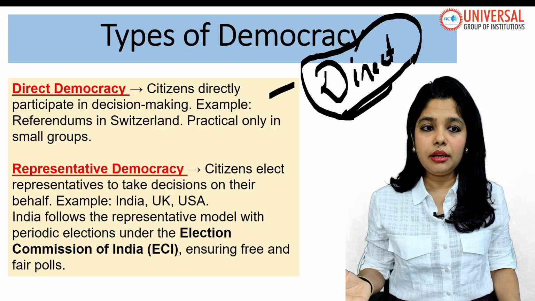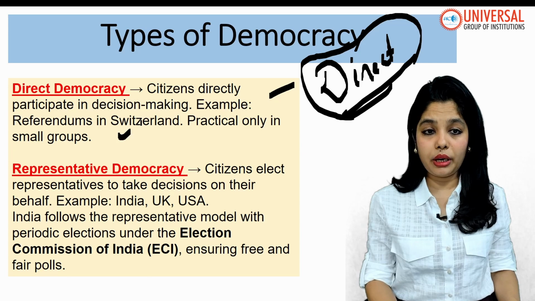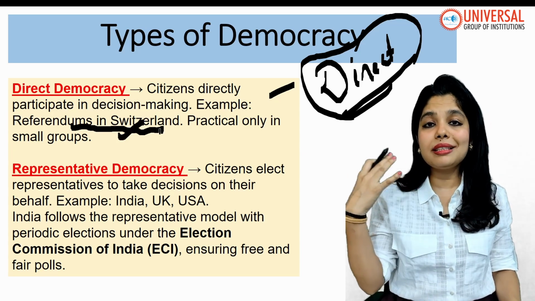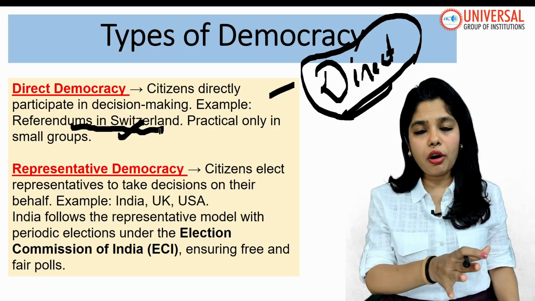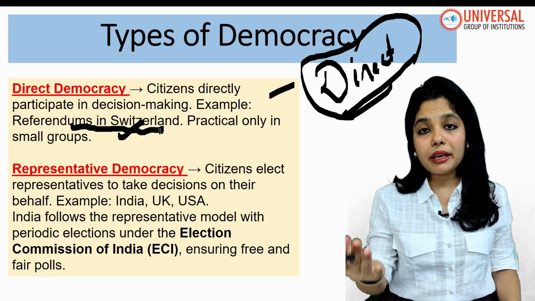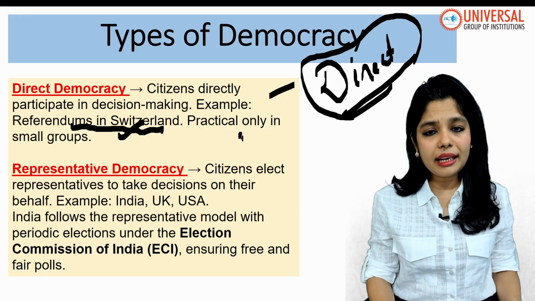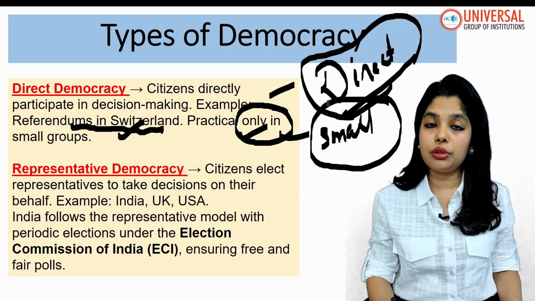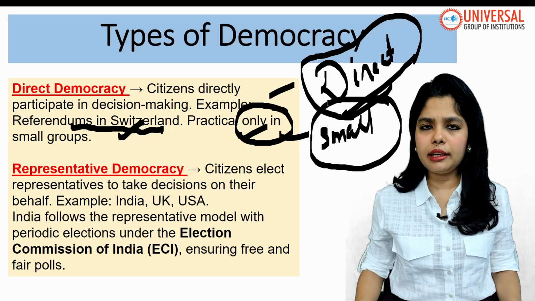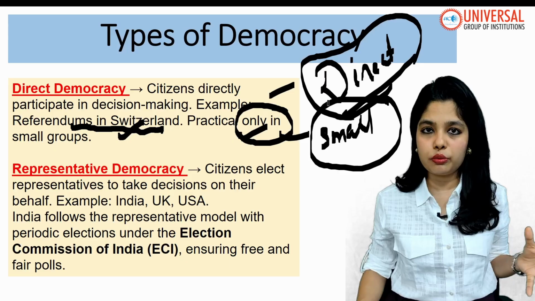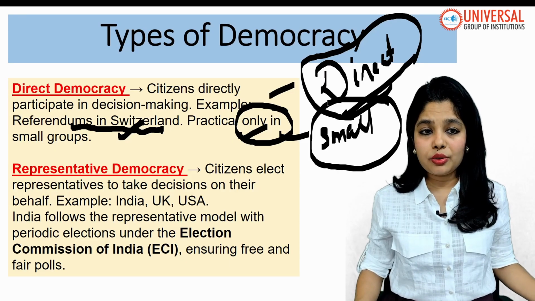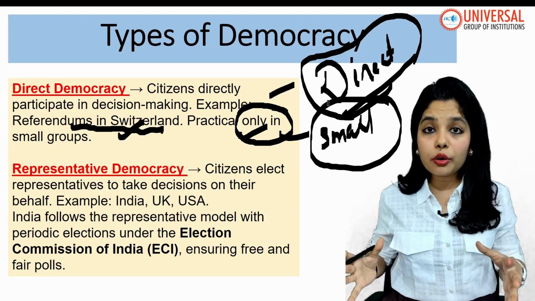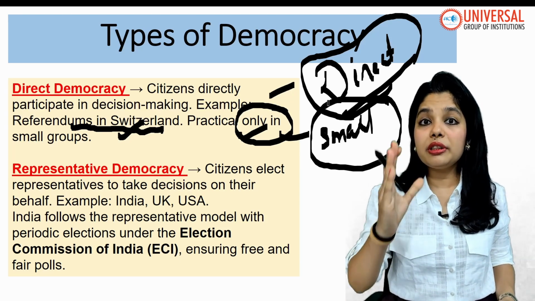For example, referendums in Switzerland. In a referendum, people are directly asked about a matter, and you have to say for it or against it. Then people give their voting. This can happen only in small groups. It's not possible in a hugely populated country like India, where you have 146 crore people to vote about anything. So things like referendums can happen only in a place where you have small groups to put the decision on.